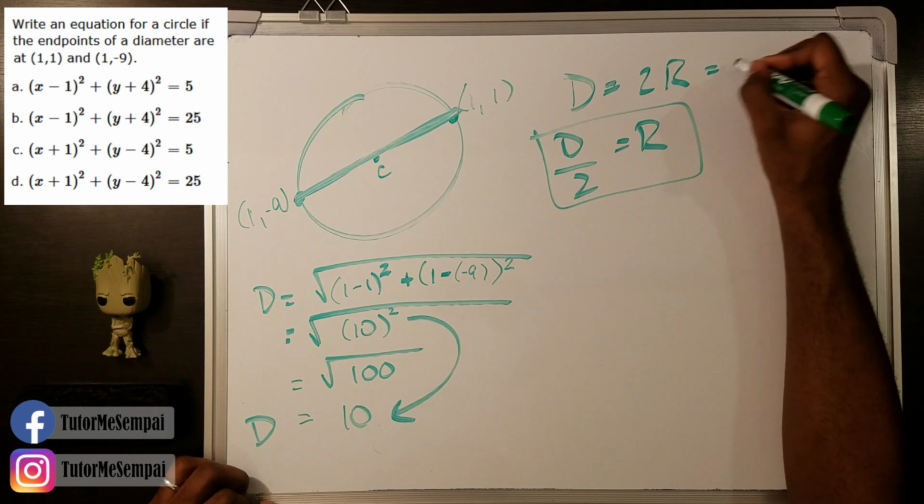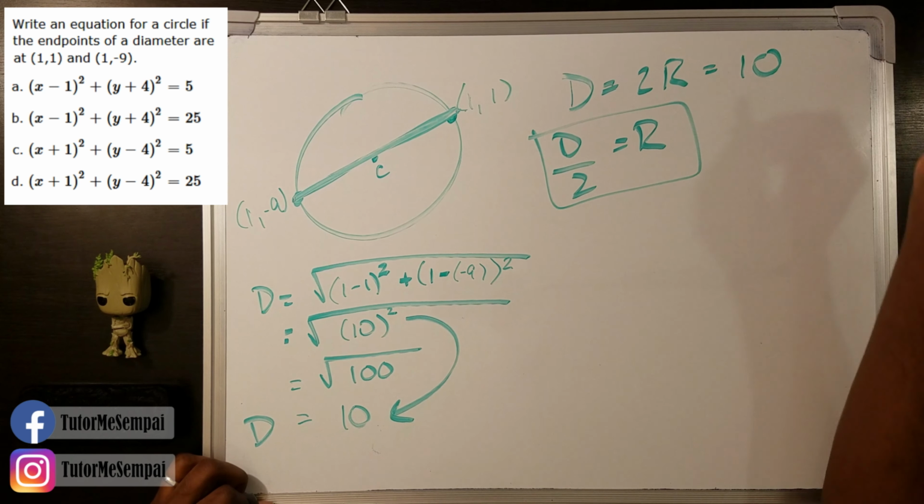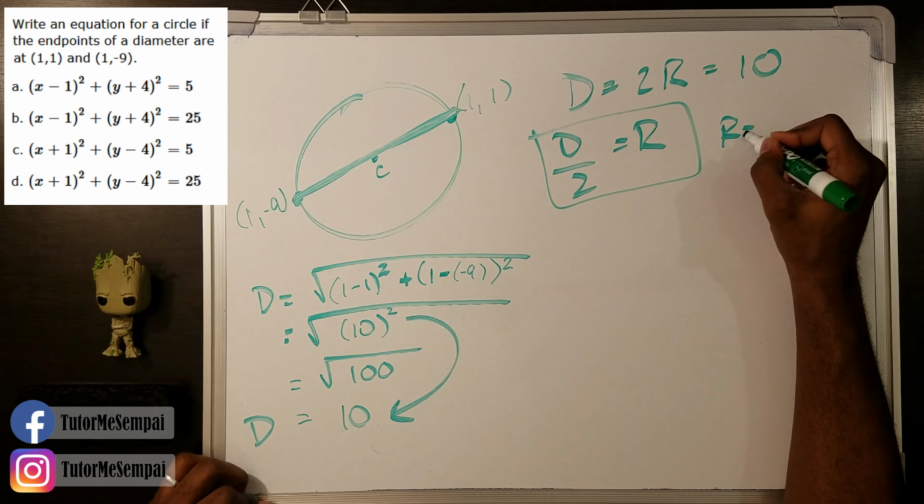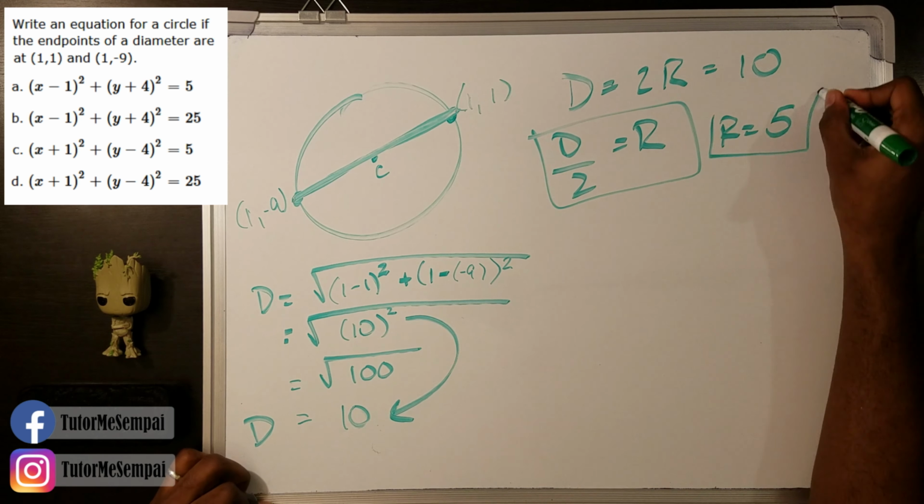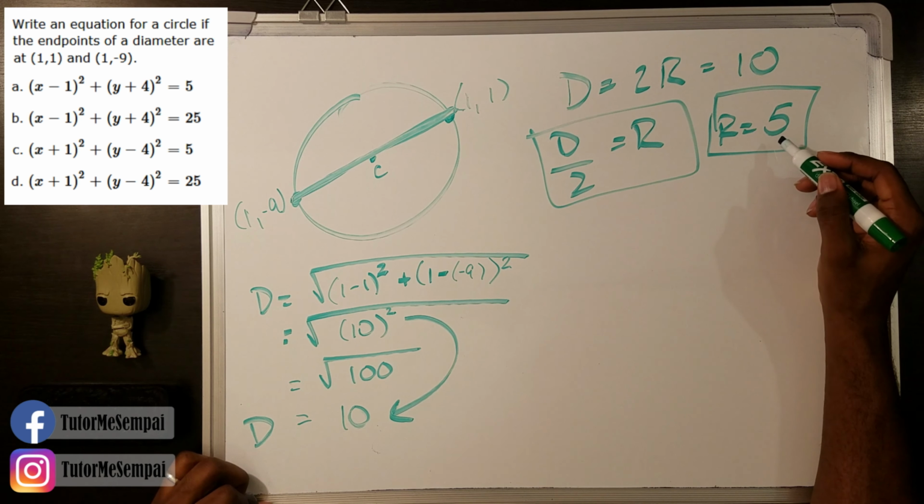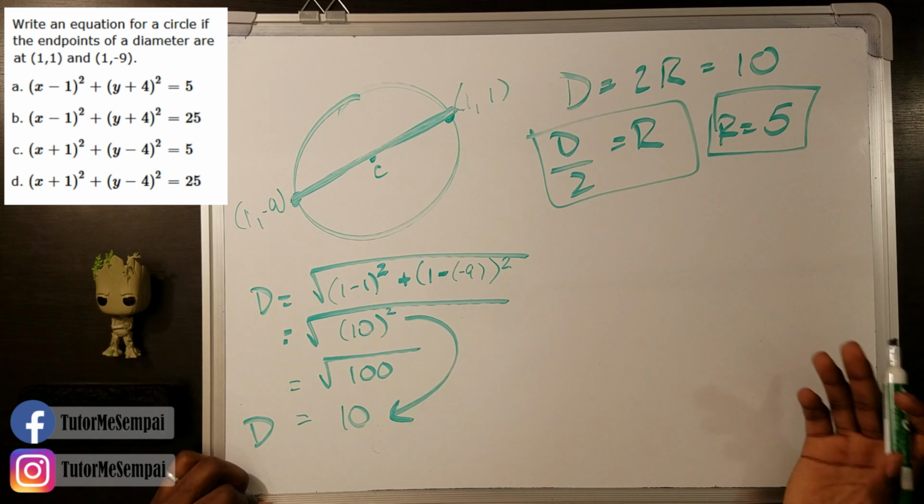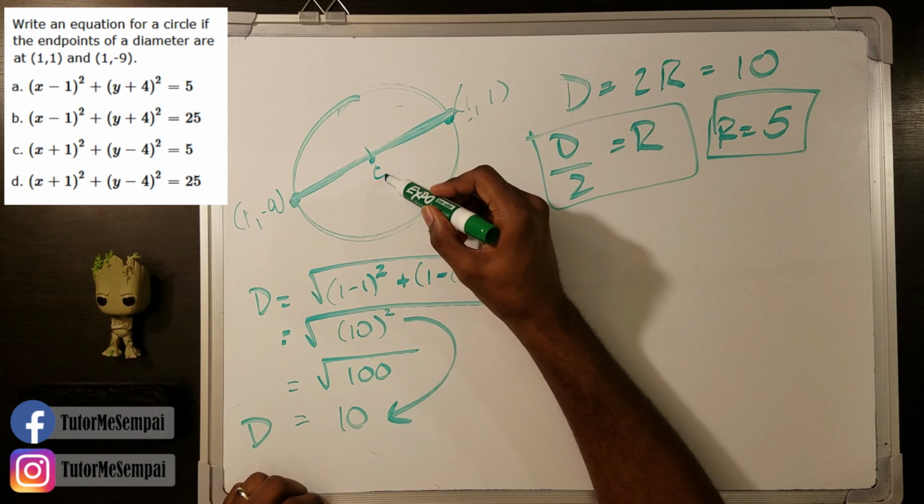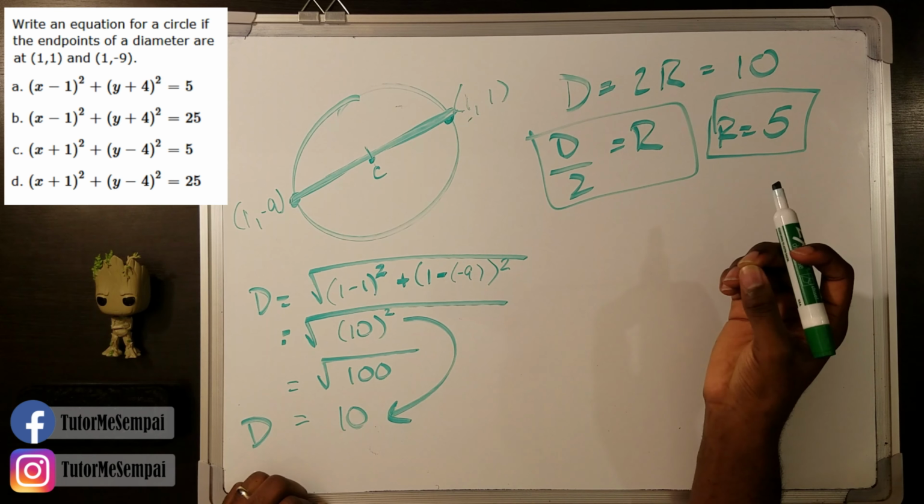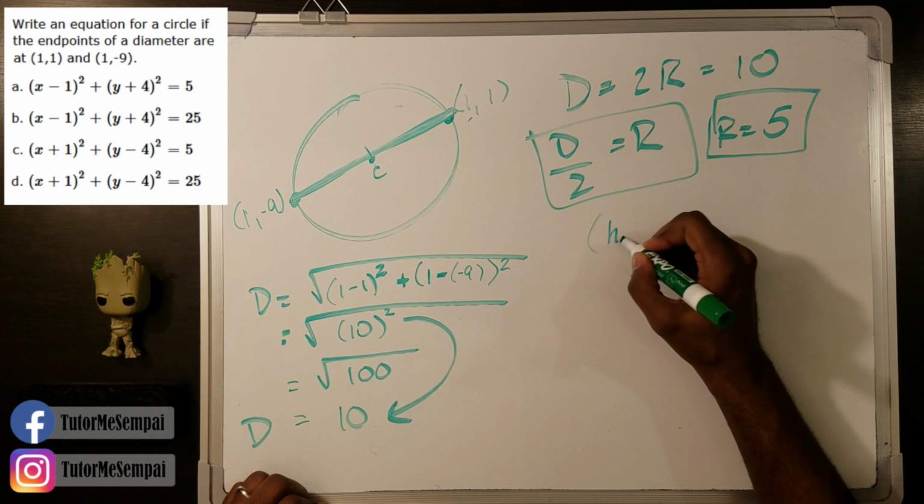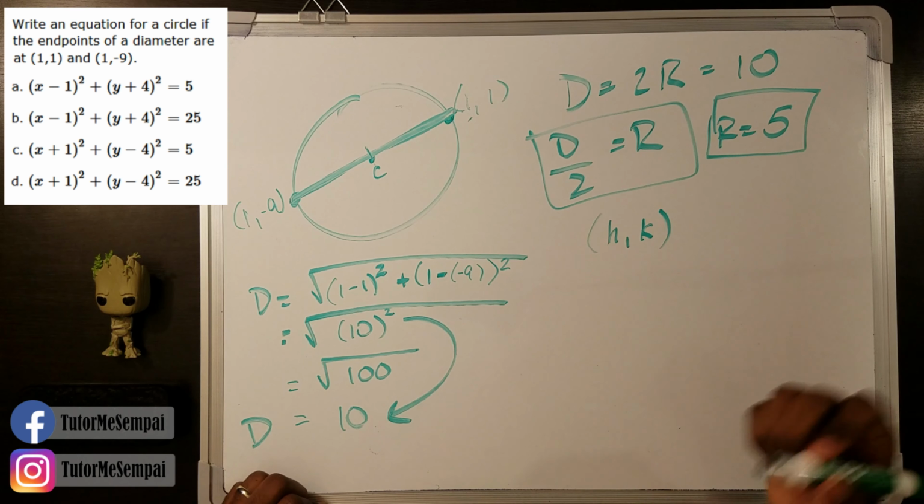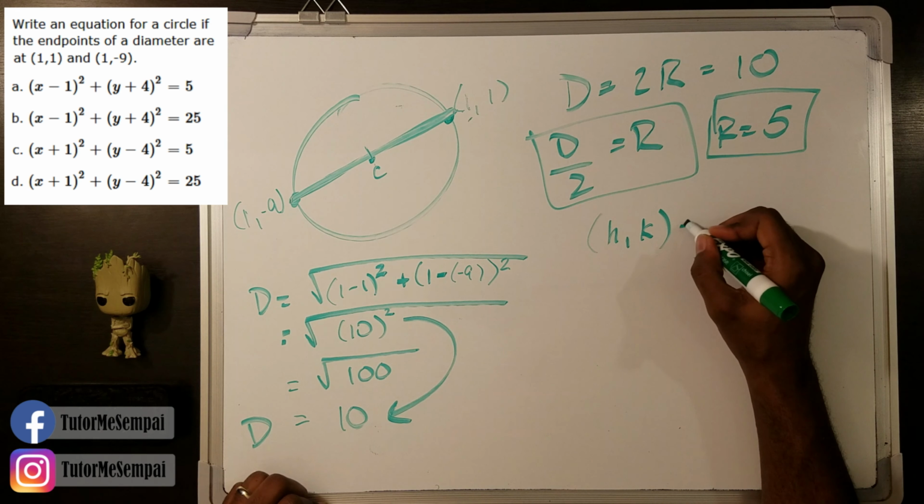So if our diameter is 10, we know our radius is going to have to be 5. So we know our radius is 5. So we know half of our equation now. Now we have to find this c. What is our center point? And remember, we denoted that with an (h, k). So what is our center point for this equation?